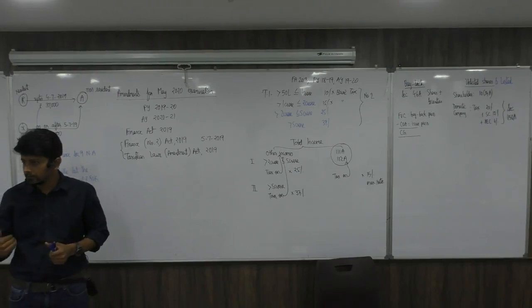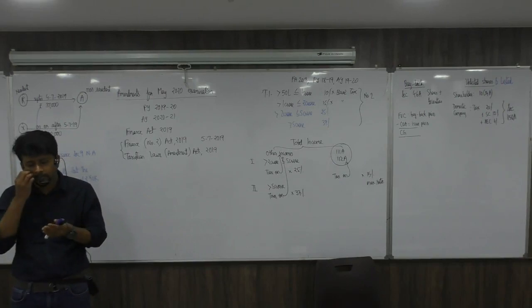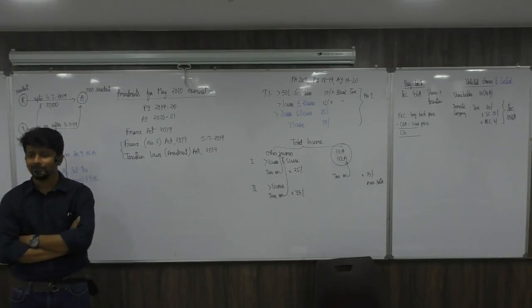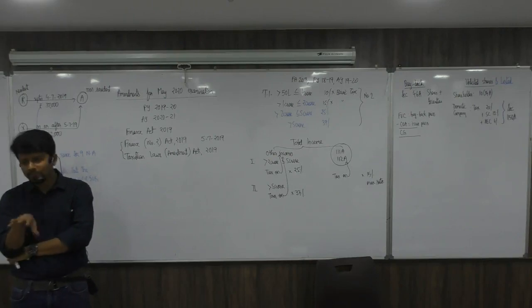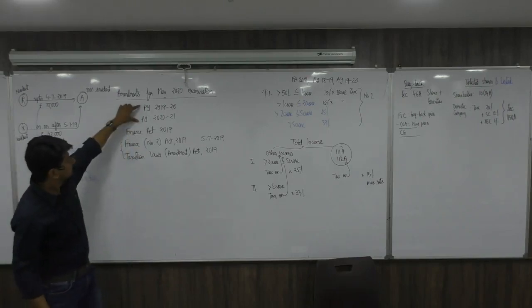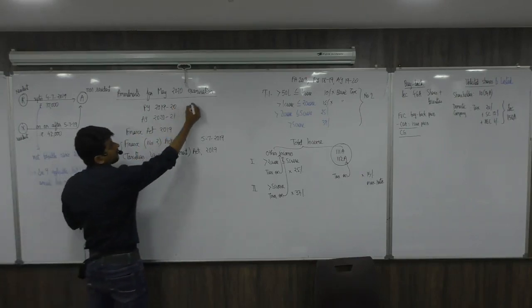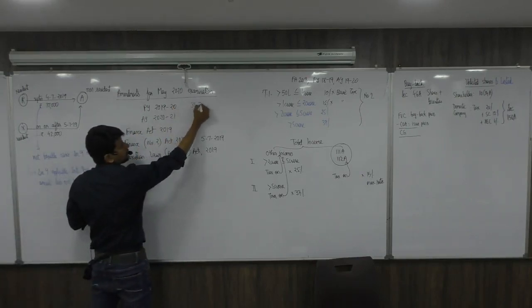At least remember the due dates of return. What are my due dates of filing return? 31st July, 30th September, 31st October, 30th November. These dates for each year, previous year or assessment year? We are talking about previous year 2019-20, assessment year 2020-21. Give me the due dates. 31st July, 2019.